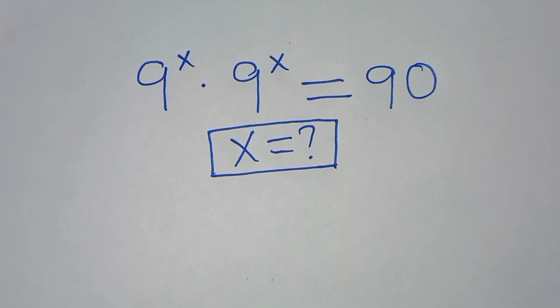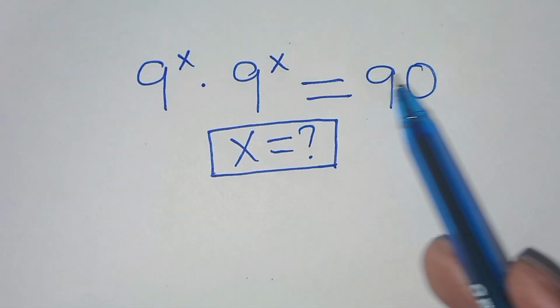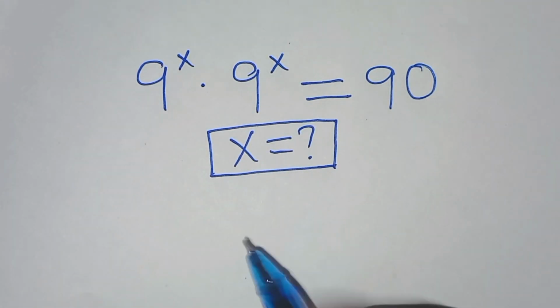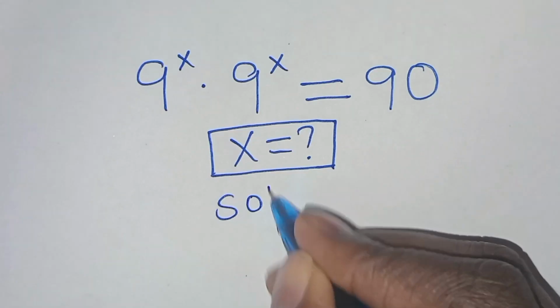Hello everyone, you're welcome to solve this nice exponential equation, which is 9 to the power x times 9 to the power x. This is equal to 90. What's the value of x? Solution.